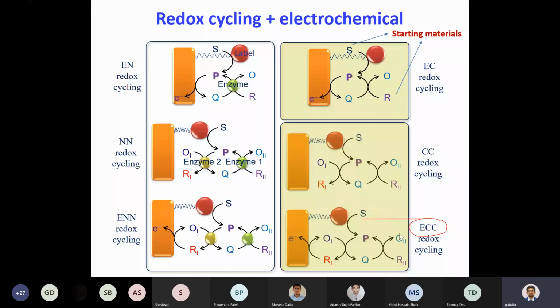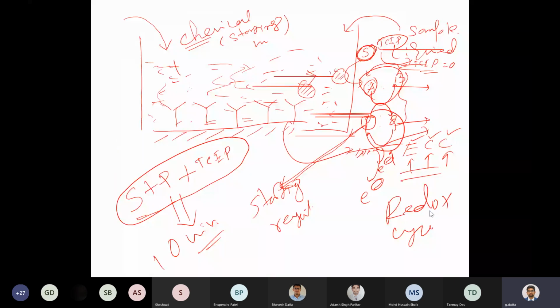So if you have all the keywords like how I am explaining today in the class, if you say all these keywords, you will get good marks, full marks. So you have to mention the definition of ECC redox cycling. It should contain the electrochemical and chemical reactions. If you cannot remember all the reagent names, you can put it the way that I drew.